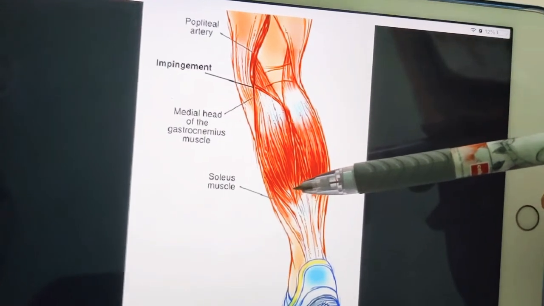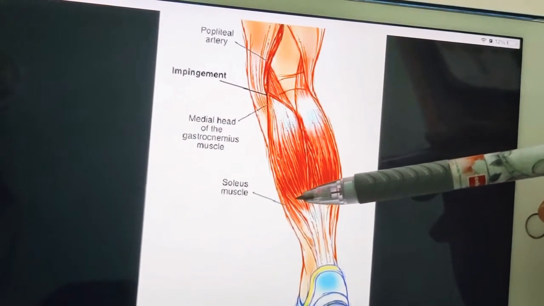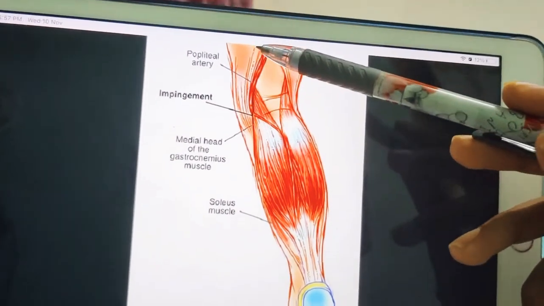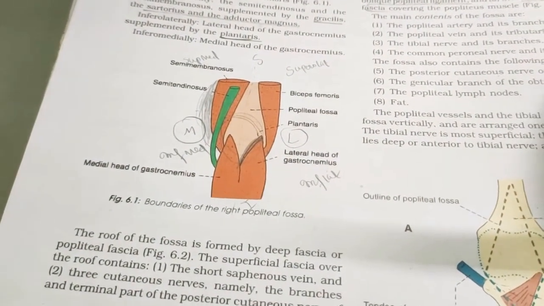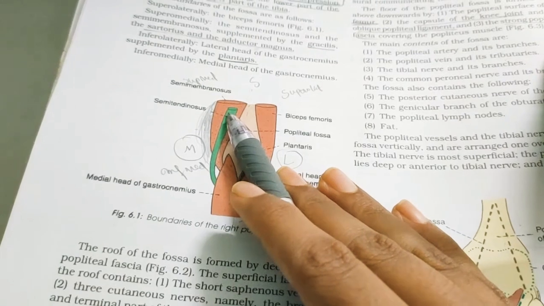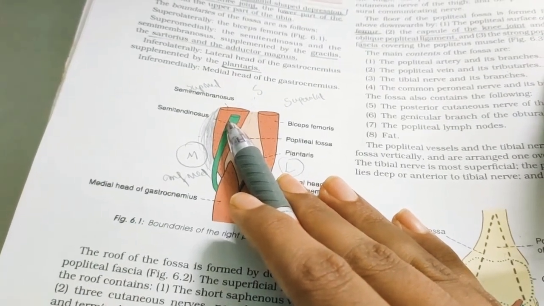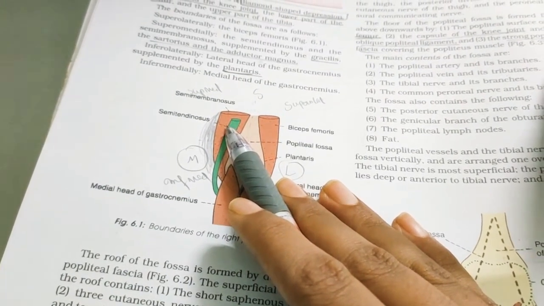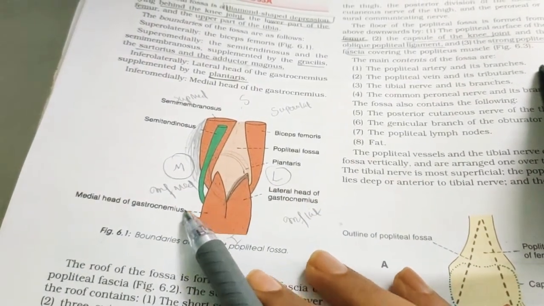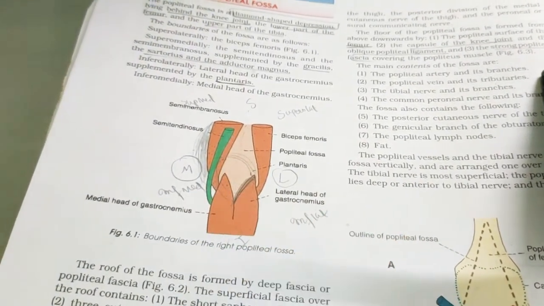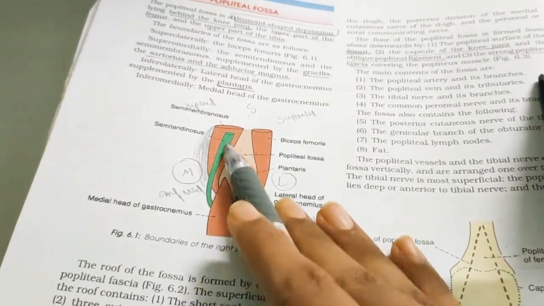So mainly these are the semimembranosus muscle over the upper part. In the upper part you will have the semimembranosus muscle. You can check out this diagram. So in the upper part mainly we have the semimembranosus muscle on the medial side and the medial head of gastrocnemius over the lower part, right? And the artery is also covered by skin and also fascia. So this is the medial relations of the popliteal artery.